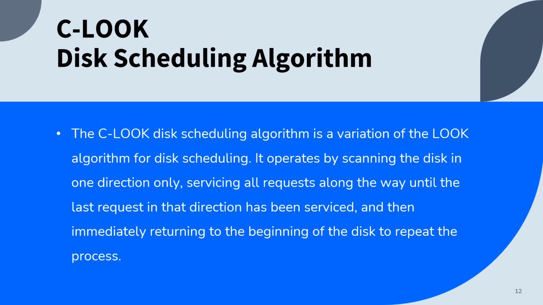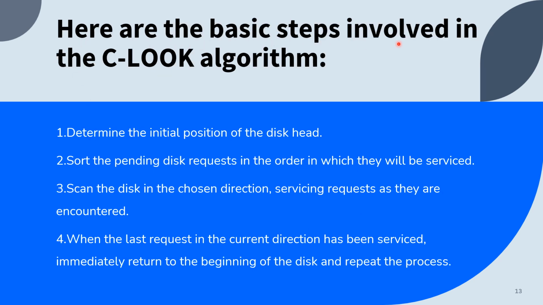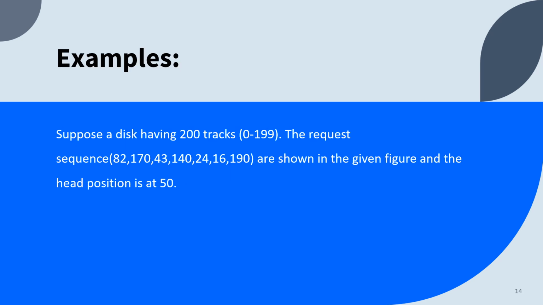and repeat the process. Here are the basic steps involved in the C-LOOK algorithm. First, we determine the initial position of the disk head, and then we sort the pending disk requests in the order in which they will be serviced, and then scan the disk in the chosen direction, servicing requests as they are encountered. When the last request in the current direction has been serviced, immediately return to the beginning of the disk and repeat the process.